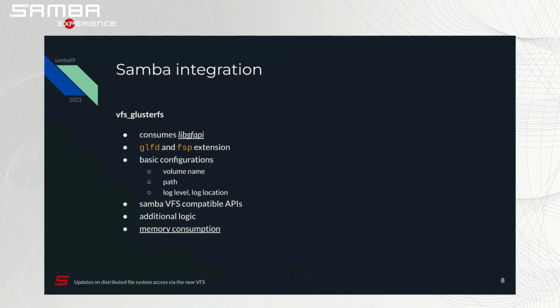The glfd, which is known as GLFD, is the file handle that is meaningful to GlusterFS. This glfd is co-located with Samba's fsp structure internally and is stored as an fsp extension using the standard VFS_ADD_FSP_EXTENSION macro. As we see with other VFS modules, vfs_glusterfs also has its own configuration options, which include the volume name, path inside the volume to be shared, GlusterFS client log level, its location, etc. These can be mentioned in respective share sections in smb.conf, where the GlusterFS module is configured in the vfs objects parameter.